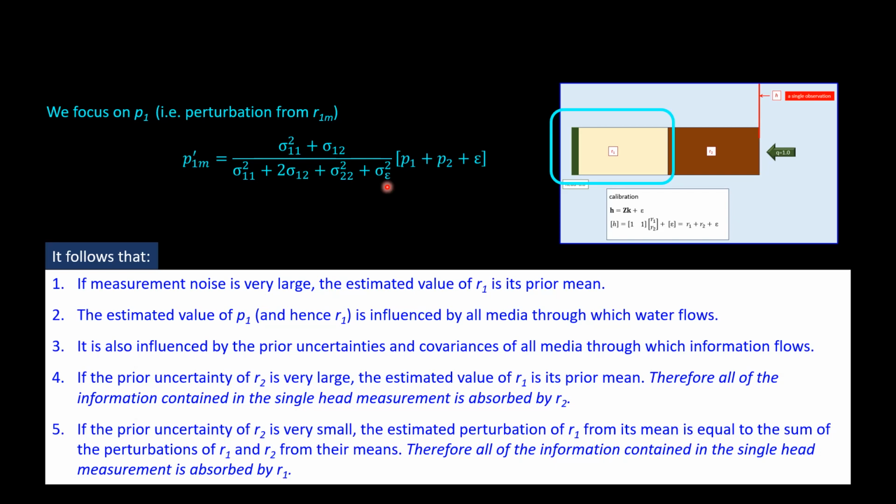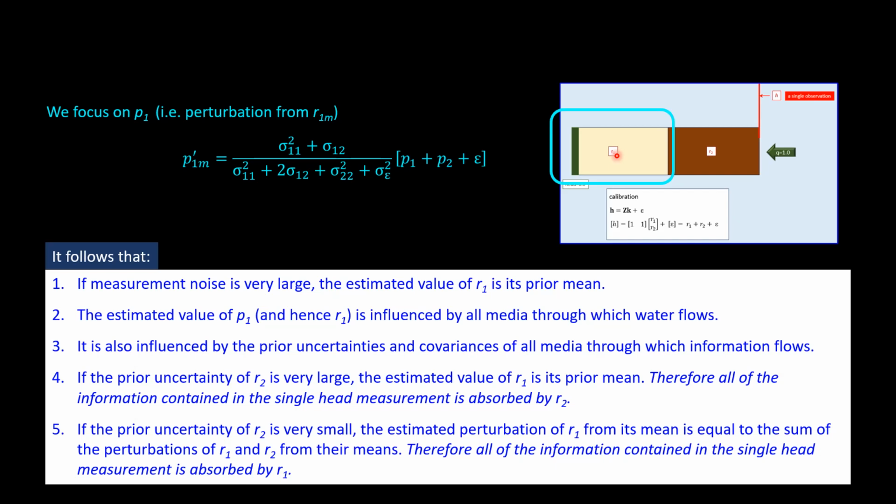Point number 2. The estimated value of P1, and hence R1, is influenced by all the media through which water flows. Now, when we're just looking at prior expected values, the expected value of our prediction is simply equal to the expected value of this resistance. In fact, the expected value of this resistance is equal to the expected value of this resistance.